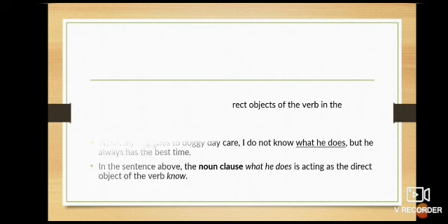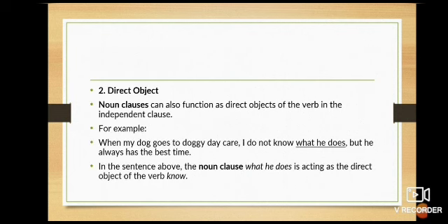Second, direct object. Noun clauses can also function as direct object of the verb in the independent clause. For example, when my dog goes to the doggy daycare, I do not know what he does, but he always has the best time. Now, in the above sentence, the noun clause what he does is acting as the direct object of the verb know.